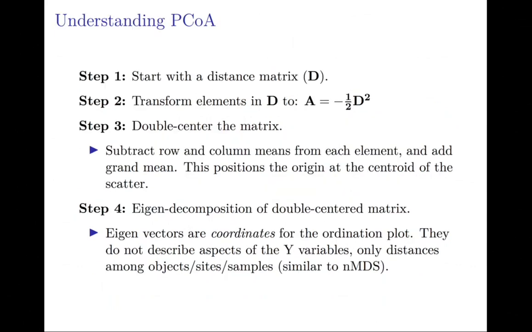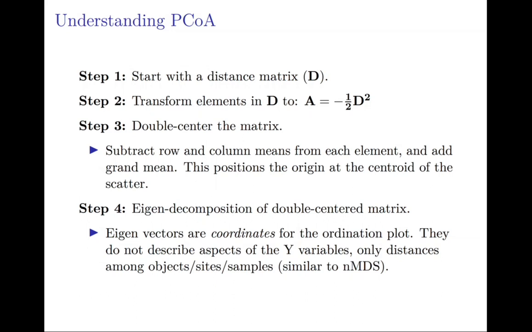Okay, so let's talk about the steps of PCoA. So first you start with your distance matrix, D, and then you transform the elements in D to an A matrix, which is -1/2 times D squared. Then you double center the matrix, which means you subtract row and column means from each element and add the grand mean. And this positions the origin at the centroid of the scatter of your data.